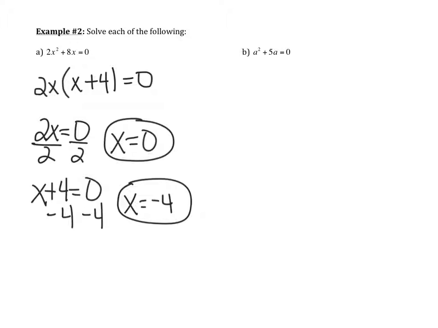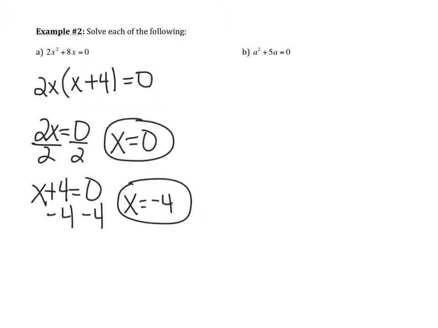Now let's look at part B. a squared plus 5a equals 0. So this problem's a little bit different because in a problem like problem A, I had a 2 and an 8, and the biggest number that goes into both of those is 2. But notice how a squared doesn't have a coefficient. If there is no coefficient in front of one of your terms, there is no number that goes into that coefficient and the coefficient over here.